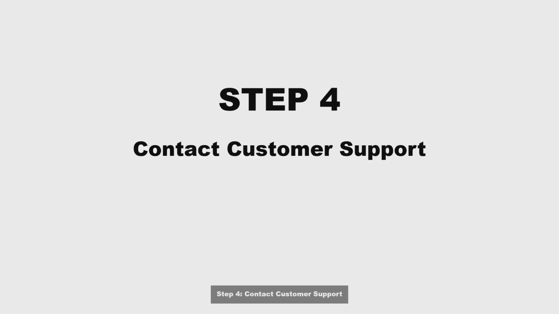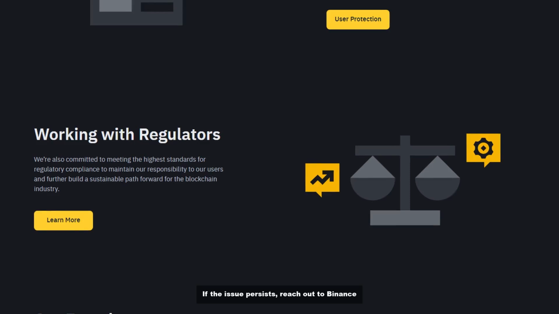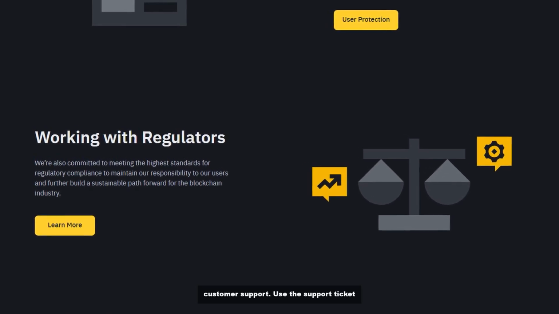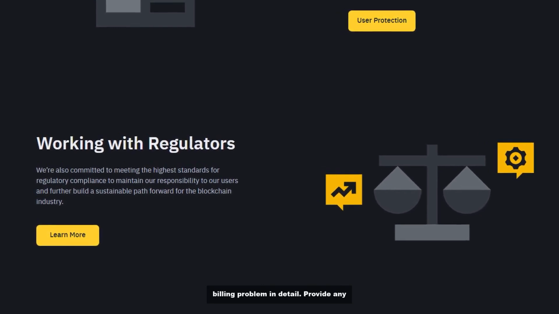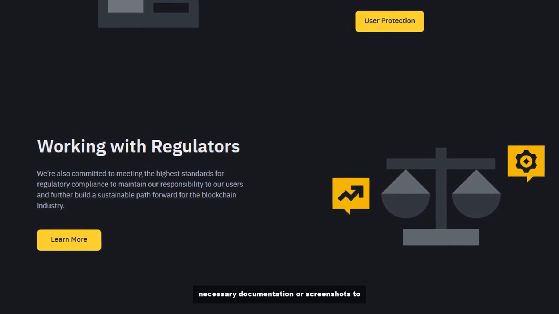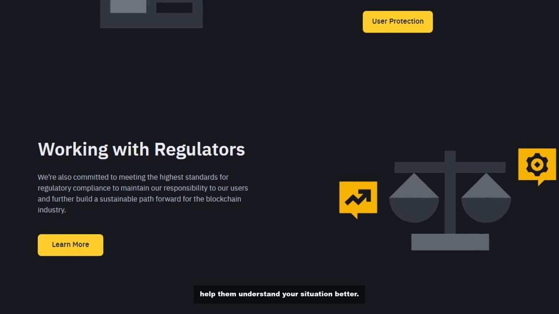Step 4. Contact customer support. If the issue persists, reach out to Binance customer support. Use the support ticket system or live chat feature to explain your billing problem in detail. Provide any necessary documentation or screenshots to help them understand your situation better.